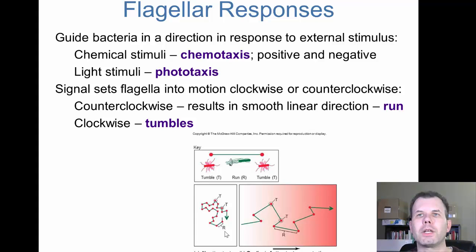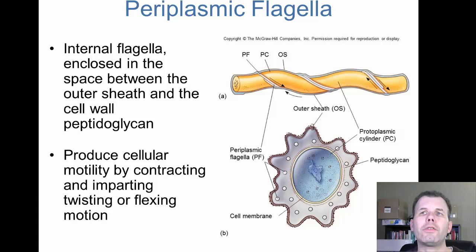Okay. Now, some bacteria have what are called periplasmic flagella. Periplasmic means the space between the cell wall and the outside membrane. Here in this bacteria you can see a cell membrane, a periplasmic space in the middle, and then a second membrane on the outside, or an outer sheath. And this is typically seen in a lot of gram-negatives and some other bacteria.